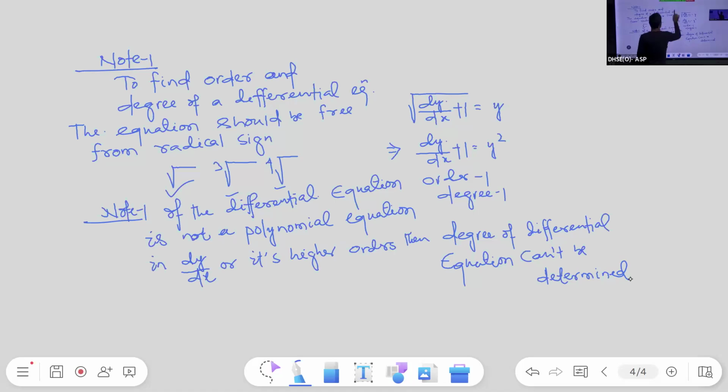If the differential equation is not a polynomial equation in dy upon dx or its higher orders, then the degree of the differential equation cannot be determined. That means the property says that if dy upon dx or its higher order is an argument or input of a transcendental function, then its degree cannot be determined.